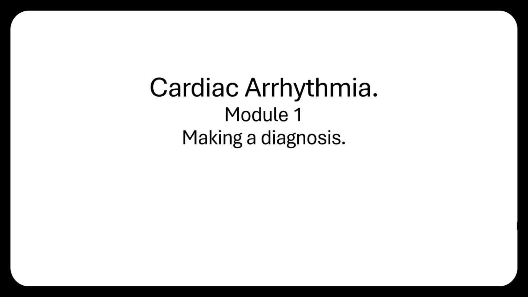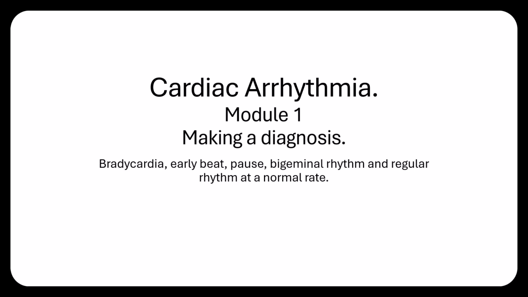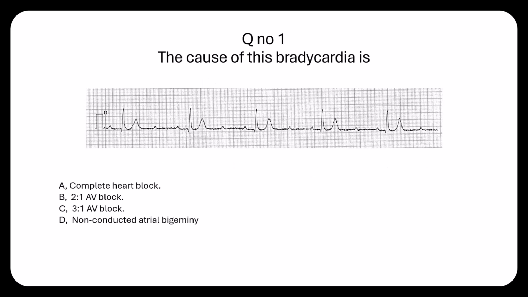This is module 1 of the making a diagnosis series. 5 rhythm strips about 5 cardiac arrhythmias are presented, each with 4 options to choose the correct one from. The first question is about a bradycardia. There are 4 options. Choose the correct one.